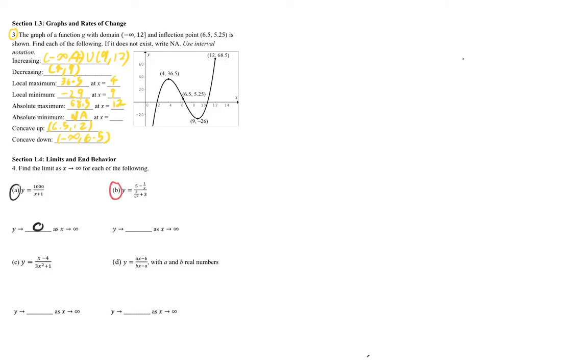Now looking at part B, we're saying that y is equal to 5 minus 1 over x over 2 over x squared plus 3.